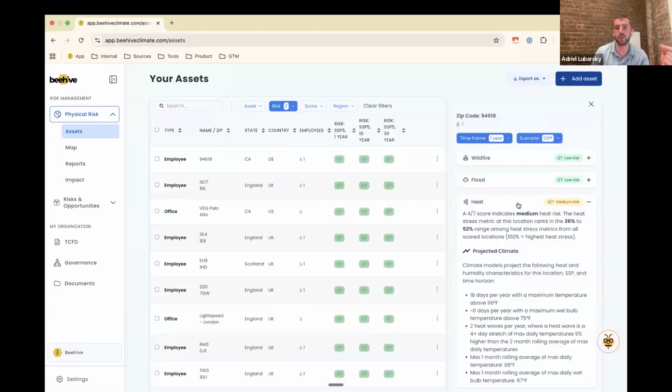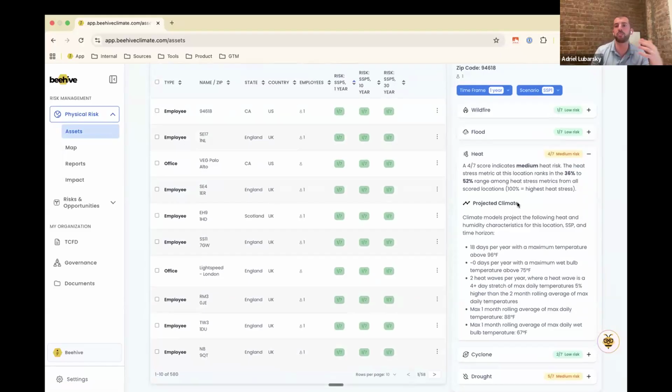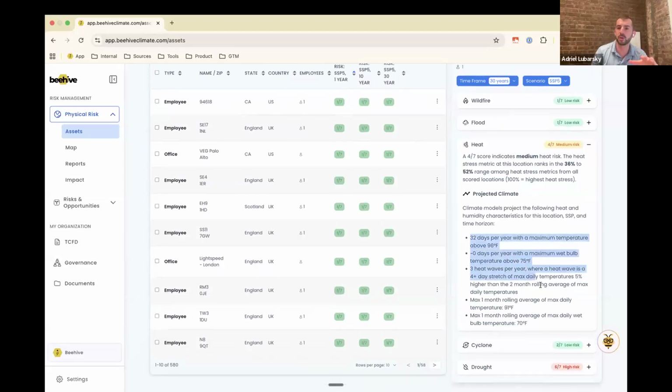So you can say, hey, for heat waves, why is it high? Explain to me why heat wave risk is high. Well, we expect this many days of a certain temperature or this number of heat waves. And does it change over time? Well, in 30 years, under the worst climate scenario, you can see all these numbers went way up.